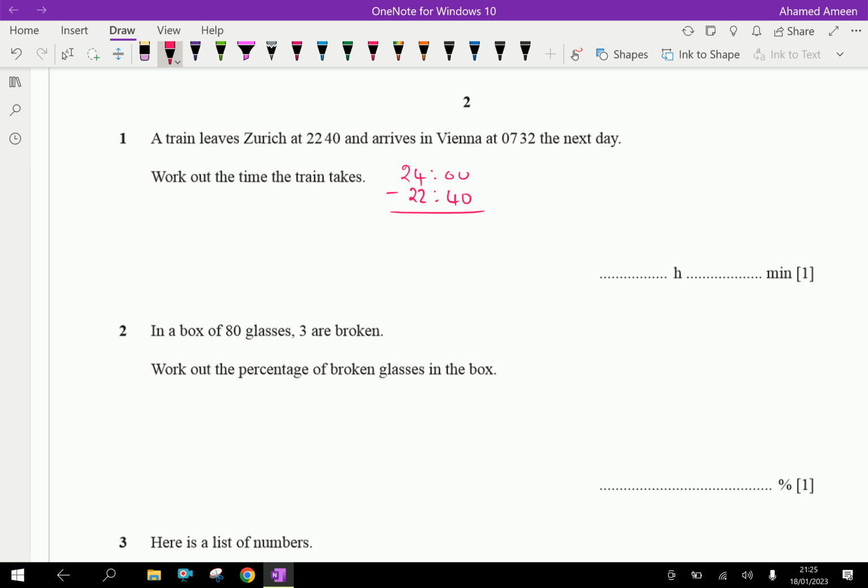24:00 minus 22:40, which is, we are borrowing 1 hour. This is 60 minutes, 60 minus 40 is 20, so 1 hour 20 minutes on the previous day. The next day is 7:32, we have to add that also. It is 07:32 plus 1:20 gives 8:52, therefore the train totally travels 8 hours 52 minutes.